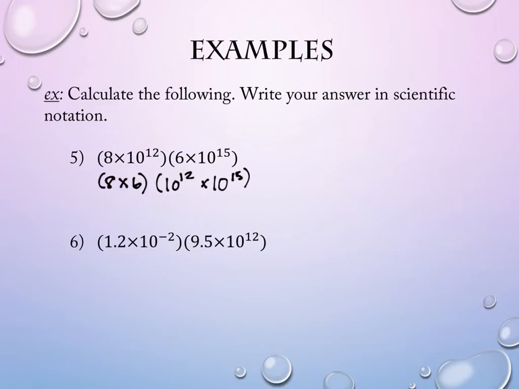What's 8 times 6? 48. And what is 10 to the 12th times 10 to the 15th? Say it louder, Harrison. 10 to the 27th. You're right. So this is where our last section of material comes in and why the section comes right here in our notes. We are multiplying this now by 10 to the 27th.